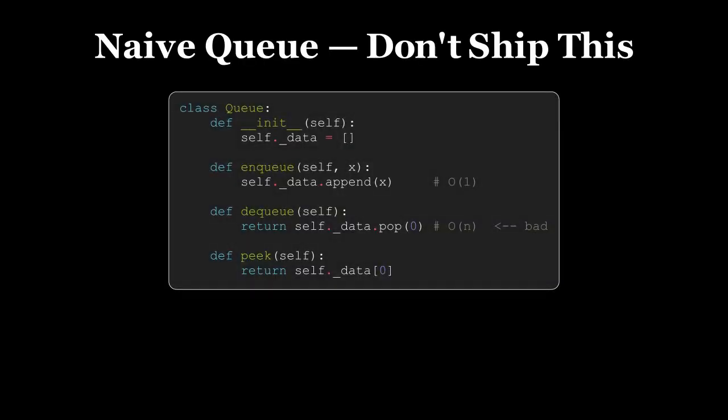The obvious Python queue uses a list. Enqueue is append. Fast, O(1). But dequeue calls pop with index 0, and that's O(N). Every other element has to shift down by 1 slot in memory. With 1,000 items waiting, every dequeue does 1,000 moves. This works for tiny queues, but it scales terribly. Real code shouldn't ship this.